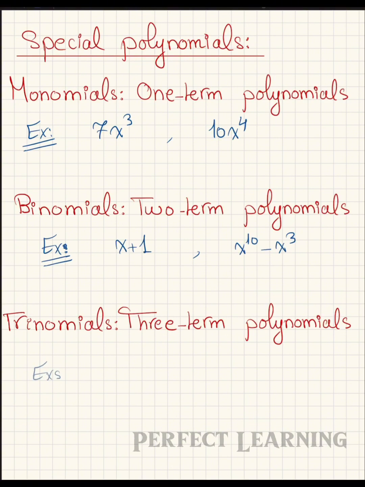And finally, there are the trinomials, which contain three terms. For example, you might have 3x squared minus x plus 10, or you might have 5x to the power of 4 minus x squared plus 3, and so on.